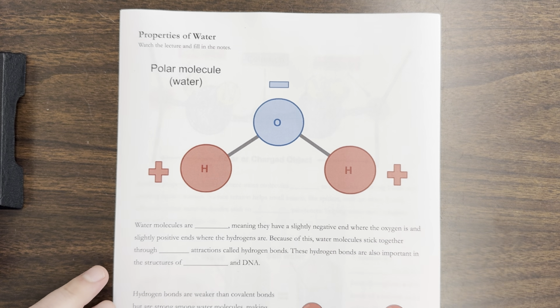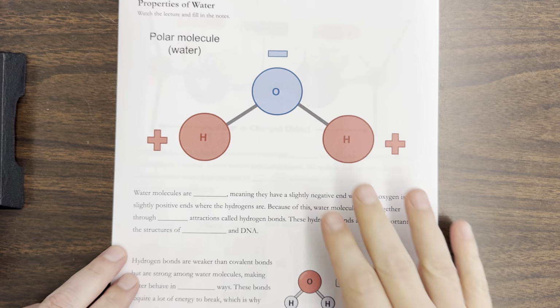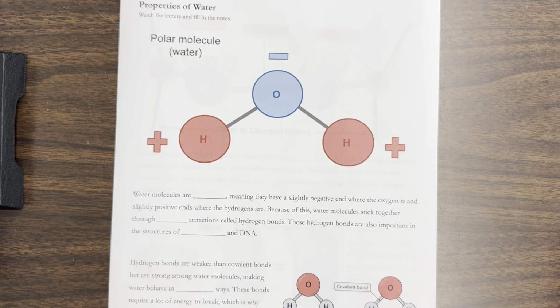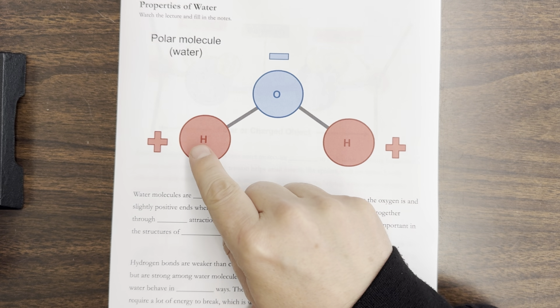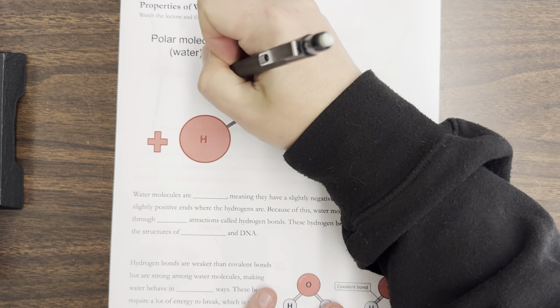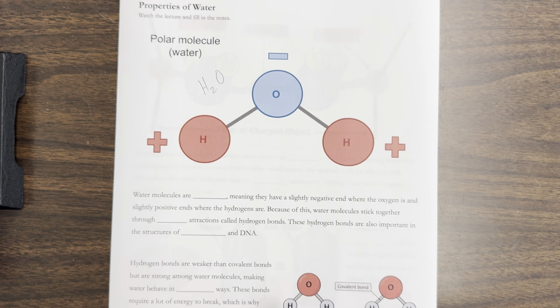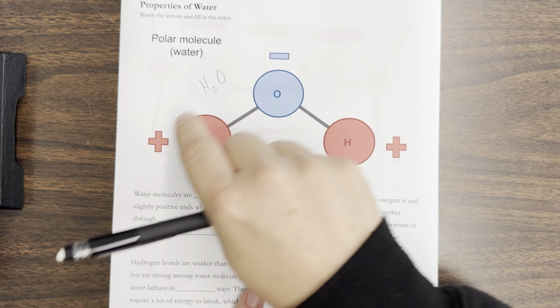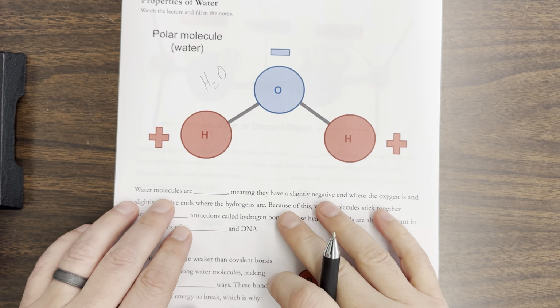Hello, today I'm going over the Properties of Water lecture. And it starts off by showing us a molecule of water here, H2O. So there's two hydrogens, right, H2O. There's two hydrogens and there's one oxygen. And then we see some positives and negatives. So let's get to this.